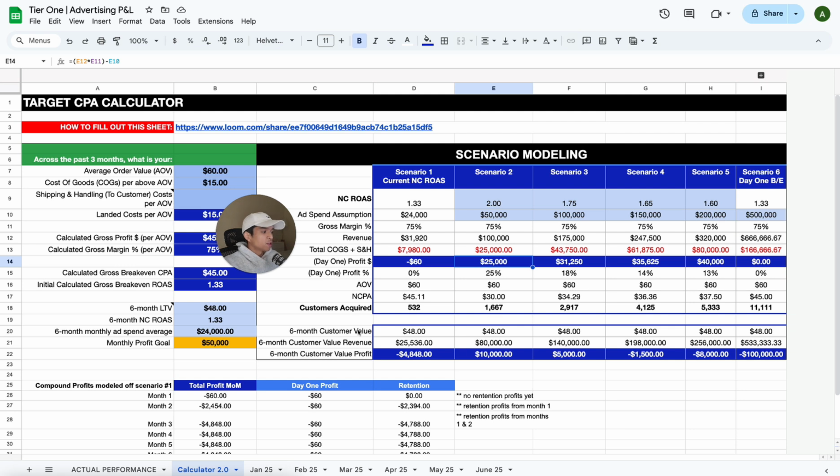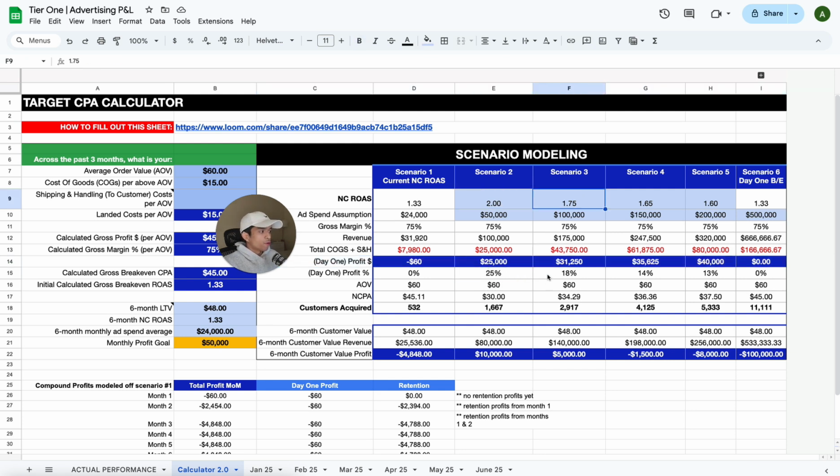Cool. This is also excluding the impact that all these new customers are going to have over the next 6 months, assuming they come back and purchase again and that you have a solid business model. So we're going to exclude even looking at our 6-month customer value, and we're going to focus on how much profit we make on day one of those customers, or in other words, on the first purchase.